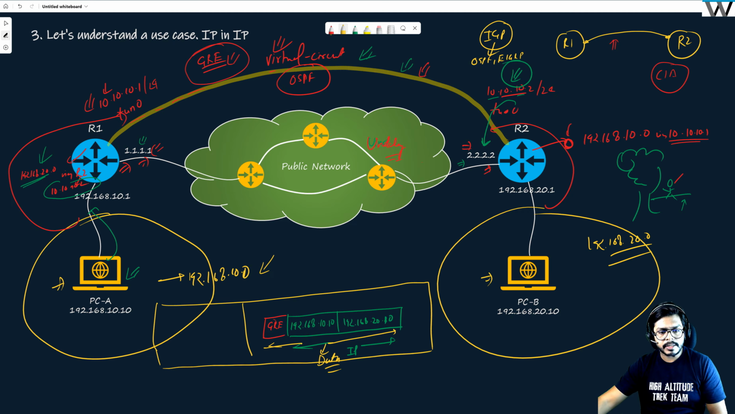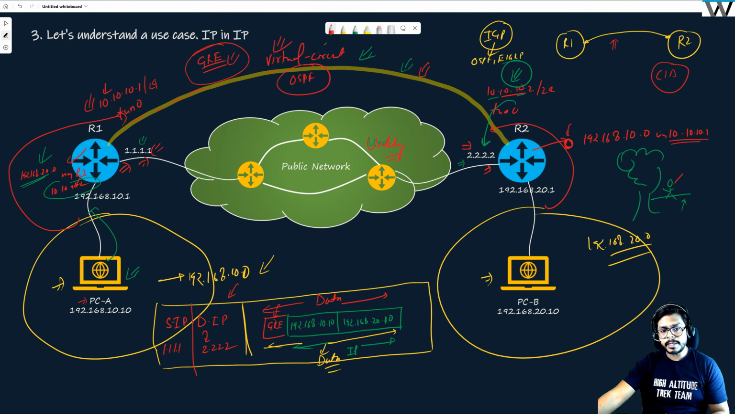And this bigger IP packet again has a source IP and a destination IP. Whatever packet was generated by this PC, along with this GRE header, is only data. Data for what? This is the data for the outer packet. And you can be quite sure that the source IP of this packet is going to be 1.1.1.1 and the destination is going to be 2.2.2.2.